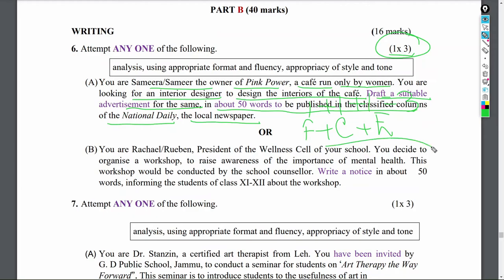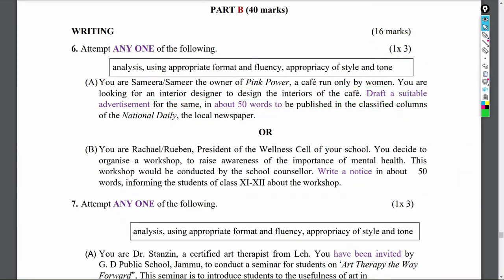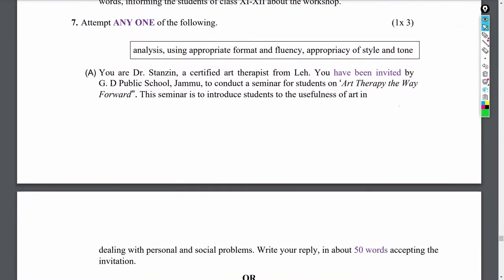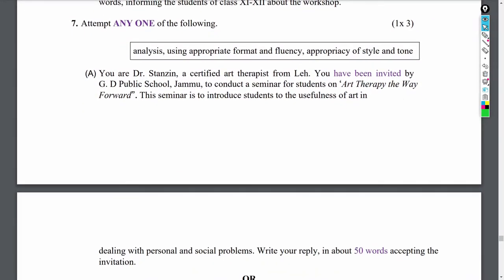1 + 1 + 1 = 3. Total marks 3. Let us see the next question, number 7. This is another short type question, and this question is related to the invitation.